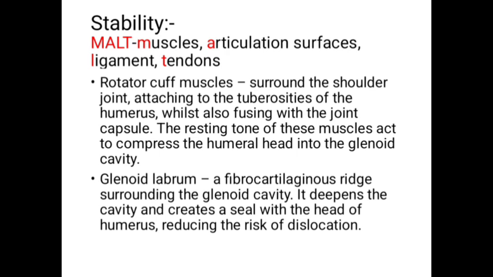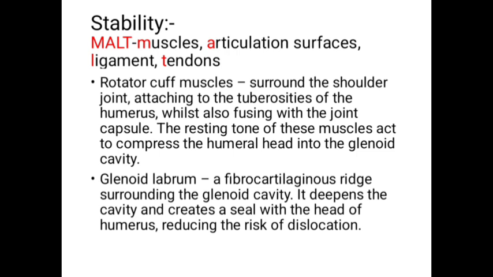This mnemonic is MOLT: muscles, articulating surface, ligament, and tendon. You ask yourself, are there any muscles surrounding this joint that help in stability? The next is the articulating surface, also supporting the stability of the joint. The next is the ligament. Are there ligaments surrounding the joint that provide stability for the joint? The next is tendon. Are there tendons around the joint that provide stability for the joint?